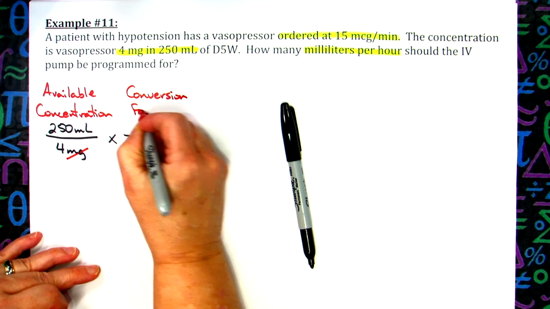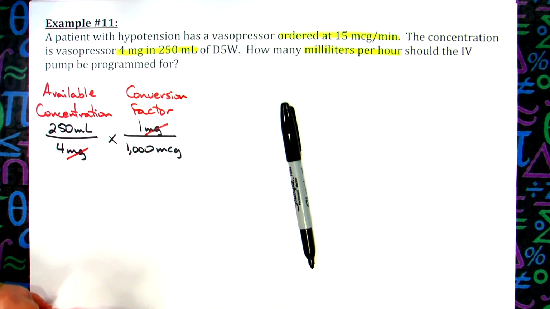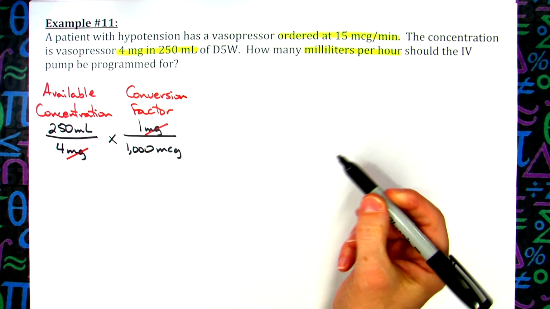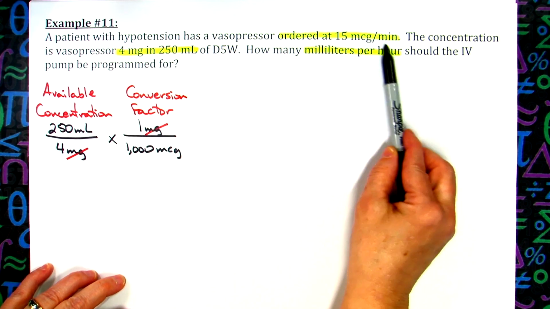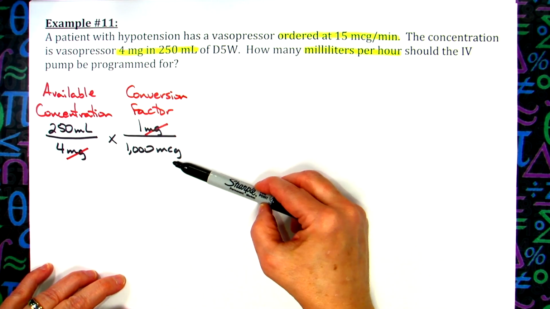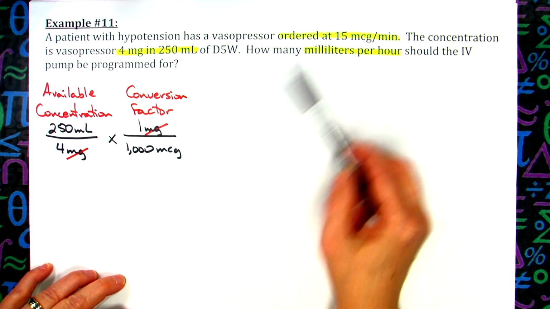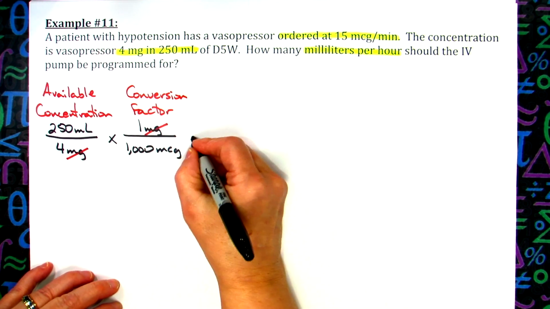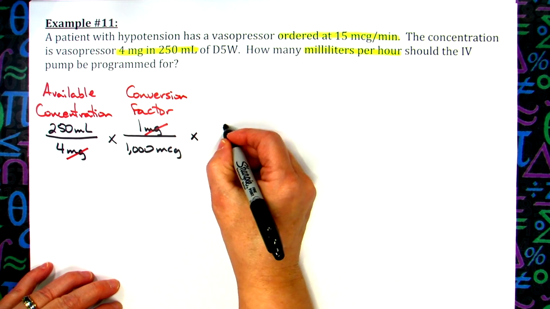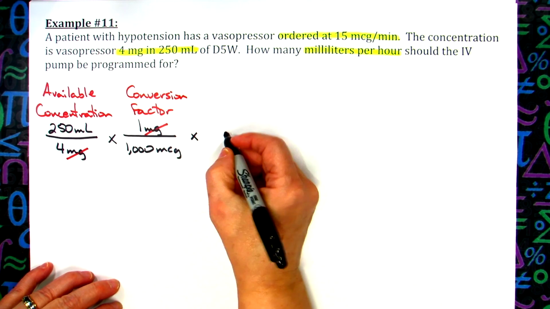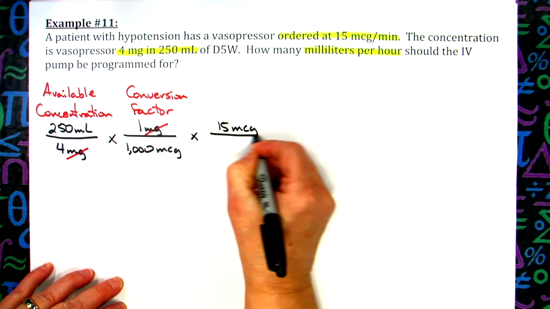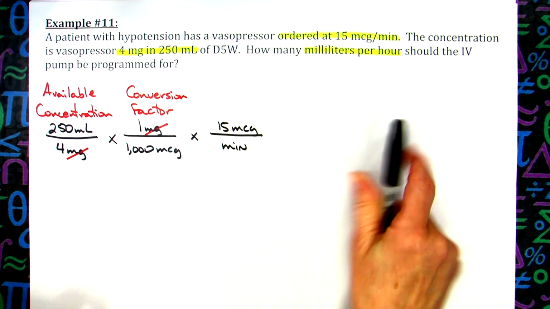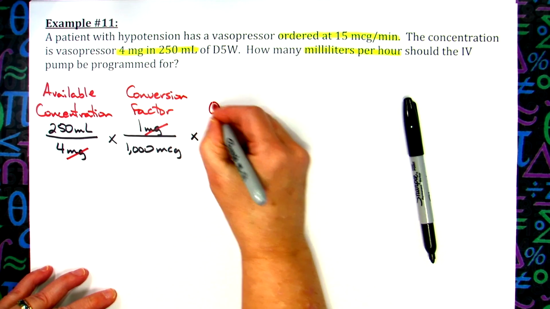All right, now for the next thing I'm going to do, if I take a look at what has been ordered is 15 micrograms per minute. Well, I've got micrograms here and I want to get rid of it. So now I'm going to go to what was ordered. The micrograms needs to be on top so that the labels will cross off. So I'm going to have 15 micrograms per minute, and that is what was ordered.